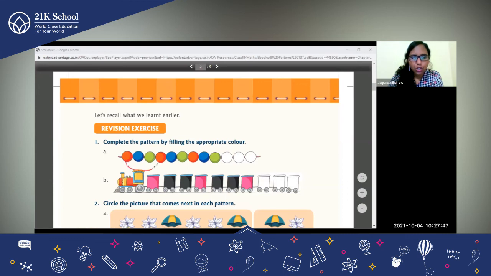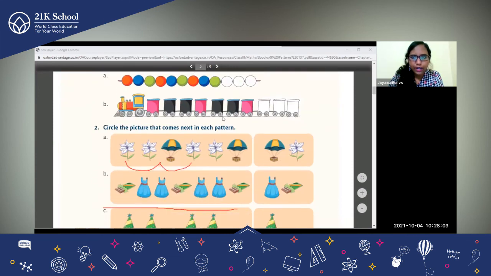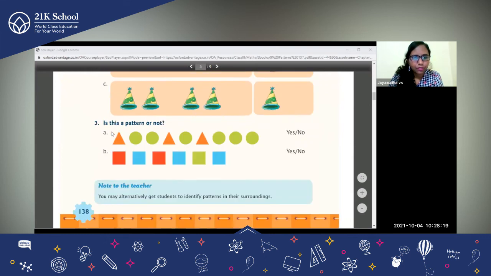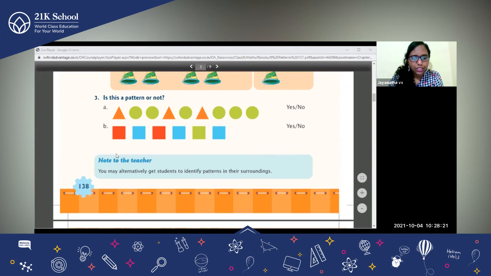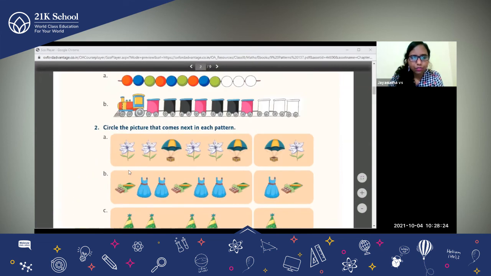This orange ball you could see here only after 2 balls. Again, after 2 balls. And you know what will come now here, isn't it? So you can complete on your own like this. Circle the picture that comes next in each pattern. If you take the second one, you should choose the right option, what should come next after this. Is it this or this? You should select one from each. You can complete page 138, only one page here.